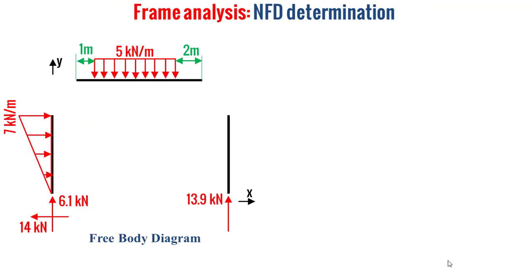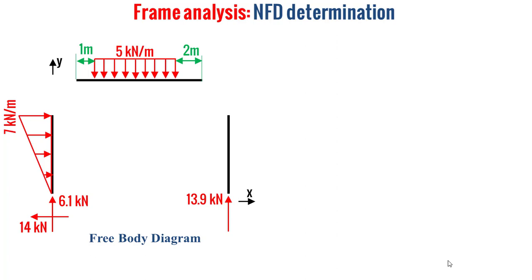Now I'll explain how to determine the normal force diagram. Based on this free body diagram depicted in this slide, if we examine the left-hand column, we have a vertical reaction equal to 6.1 kN applied at the bottom of the left-hand column along the longitudinal direction of this column.